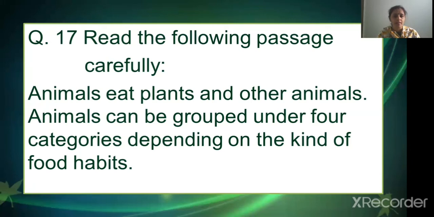Animals eat plants and other animals. Animals can be grouped under 4 categories depending on the kind of food habits. Okay, let's read it again. Animals eat plants and other animals. Animals can be grouped under 4 categories depending on the kind of food habits.